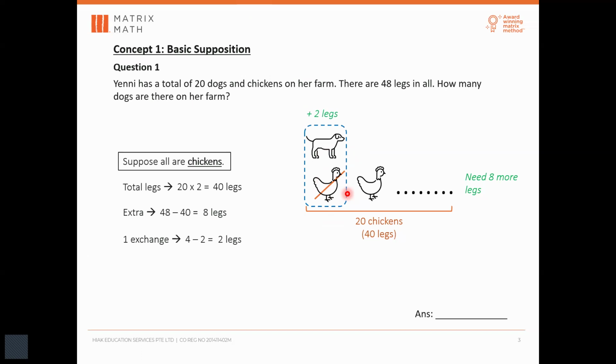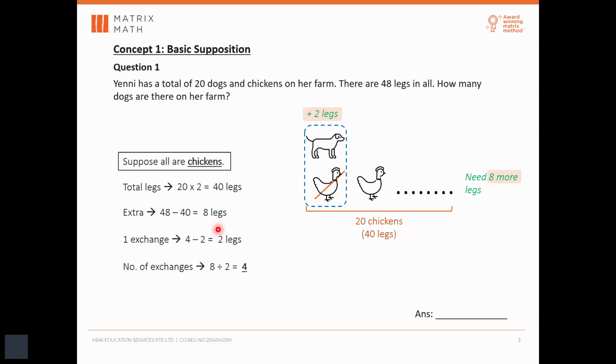And how many times must I do this exchange? It depends on how many legs you need. If every exchange gives me 2 legs, and I need an extra 8 legs, I will have to do this 4 times. How do I get 4? 8 divided by 2. That is the number of exchanges.